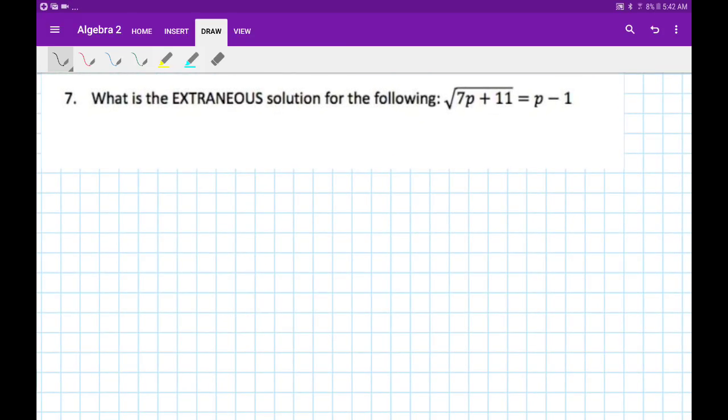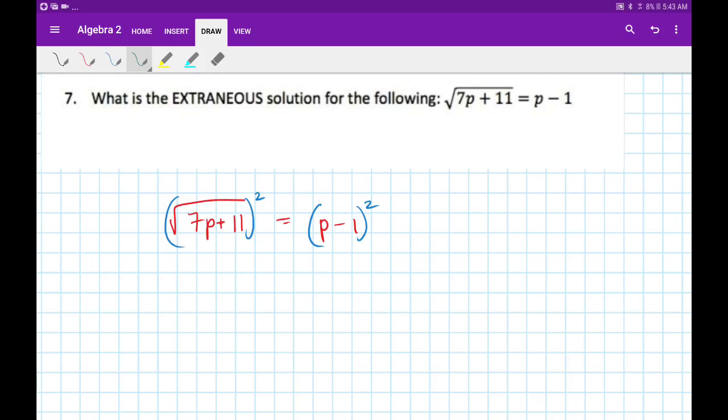All right, number 7 says, what is the extraneous solution for the following? So again, my radical expression, this guy right here, is already isolated. It's all by itself on its own side of the equal sign. So that means that we get to square both sides right away. So, parentheses, super important. Put parentheses on the left and square, and parentheses around everything on the right, and take it to the second power. So this problem is really interesting.